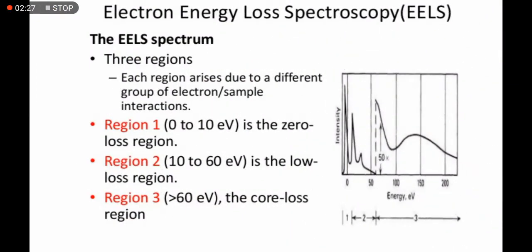Now we'll talk about the EELS spectrum. The EELS spectrum has three regions. Each region arises due to a different group of electron sample interactions. As you can see in the figure, region 1, 0 to 10 electron volt, is the zero loss region. Region 2, 10 to 60 electron volt, is the low loss region, and region 3, which is greater than 60 electron volt, is the core loss region.